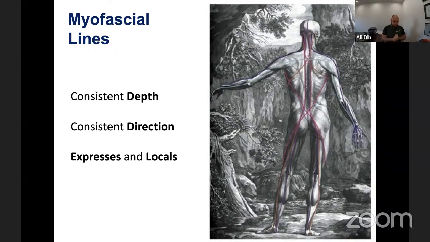We'll discuss that later. Another thing about myofascial lines is that there are the presence of both expresses and locals. So what do I mean when I say expresses and locals? Well, expresses are just another way of saying two joint muscles.